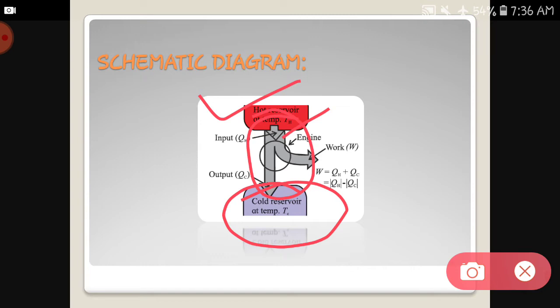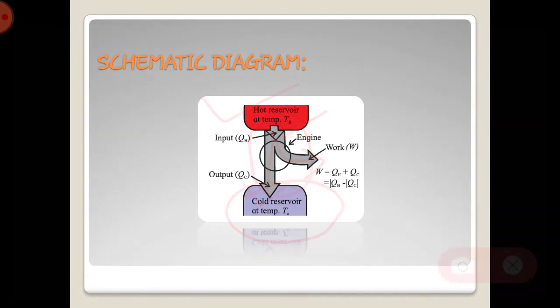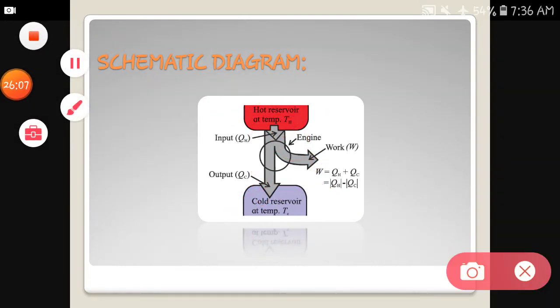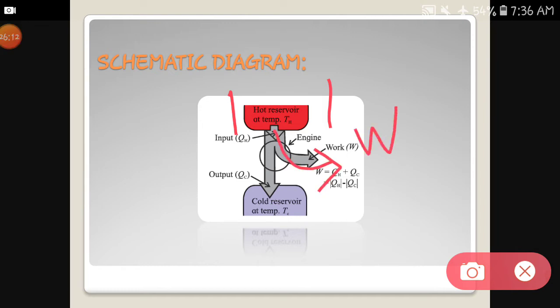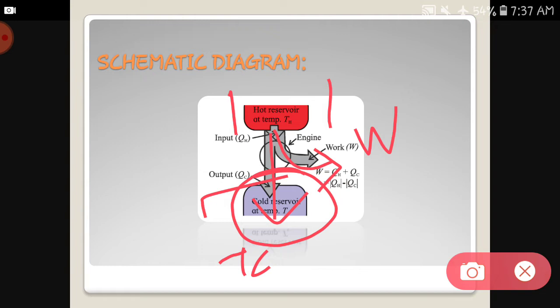So what happens? The hot reservoir will convert heat into work done, which is W, and some will be given to the cold reservoir, which is at TC. So that's why the arrow is in such a way. What will be the input? Input will be from the hot reservoir, and the output will be the cold reservoir's share and even the work done.